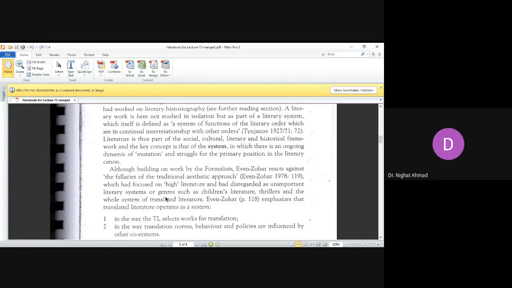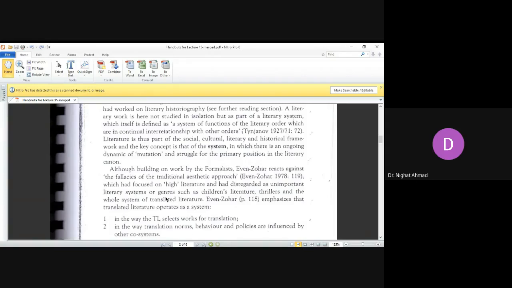For example, children's literature was considered unimportant, as were thrillers and so on. So children's literature was kind of considered unimportant, and thrillers and other genres were considered less important, whereas some literature was considered high quality or high literature. And so, as a result, thrillers and the whole system of translated literature were sidelined.